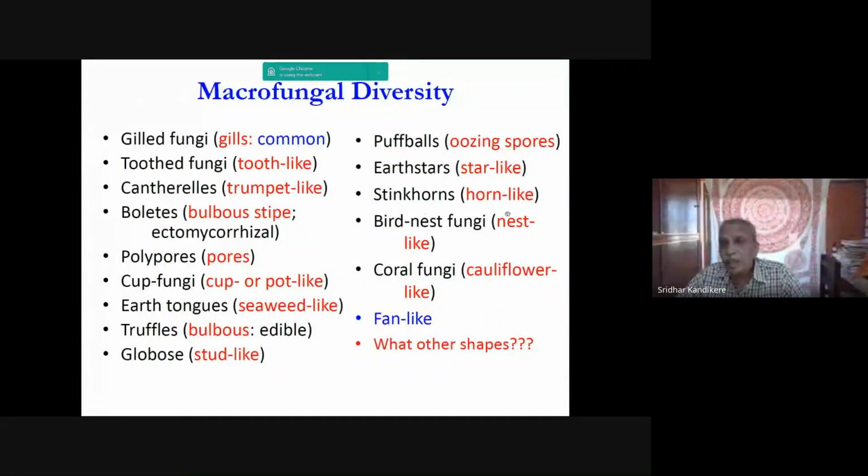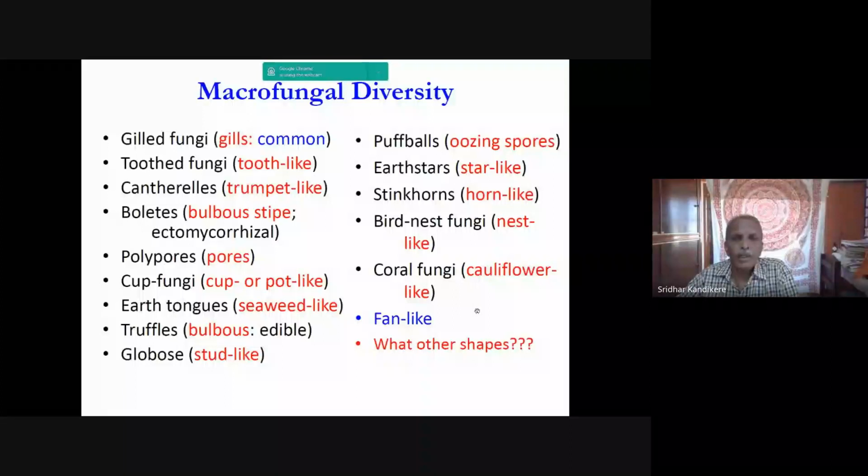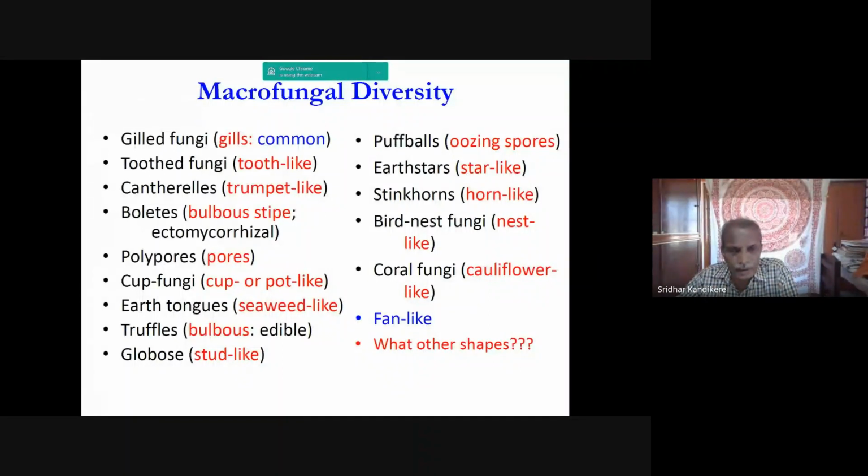Stink horns are another type, horn-like, with very good perforations, and the fruit body is very unique. Some of them are referred to as bird nest fungi. I will show you some of the pictures later. Some of them look like cauliflower. Like that, there are varieties of shapes for mushrooms. In order to identify them, the basic morphological feature is very important, and it can be connected to our day-to-day life, whatever we can see, umbrella-like or bird nest-like or cauliflower-like.